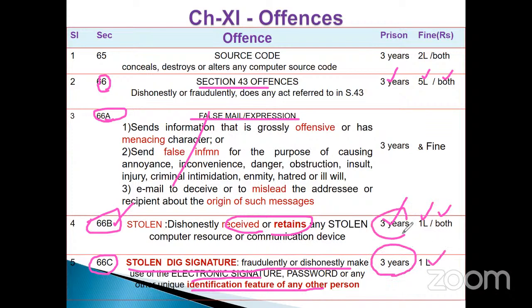So remember, this is also 3 years, this is also 3 years, this is also 3 years. So section 66, 66A, 66B, 66C, only the punishment of a fine varies. First one is 5 lakhs. This one is removed, it's not there. Then 66B, 1 lakh, 1 lakh. It's good to remember.